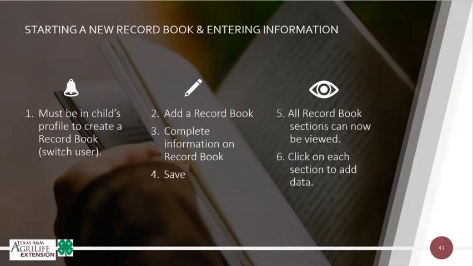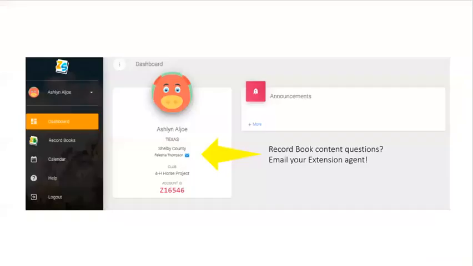Then you're going to add a record book. If it's a new record book, complete that information, save it, and then you can review all sections of the record book. And when you need to add information to that record book section, you just add data. So let me show you how to do those steps.